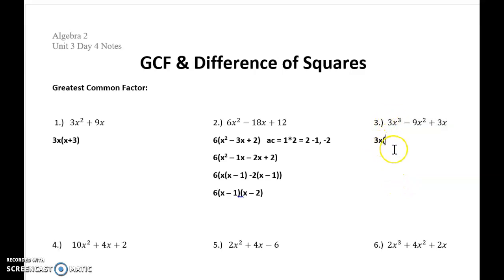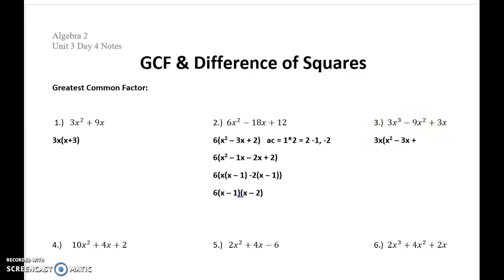3 minus 3 is 1. I can put that 1 or not put that 1. It's understood to be in the front. And then when I divide, I subtract my exponents. 3 minus 1 is 2. So I'm going to have x squared right here minus, all right, 9 divided by 3 is 3. And I had x to the second, factored out an x to the first. 2 minus 1 is 1, so I'm going to have x.